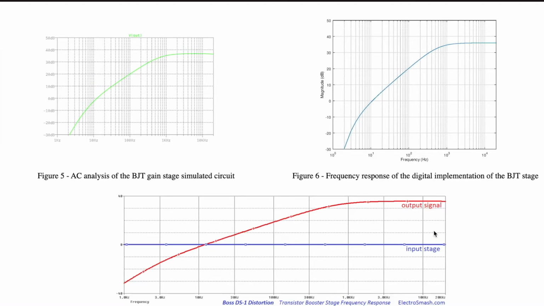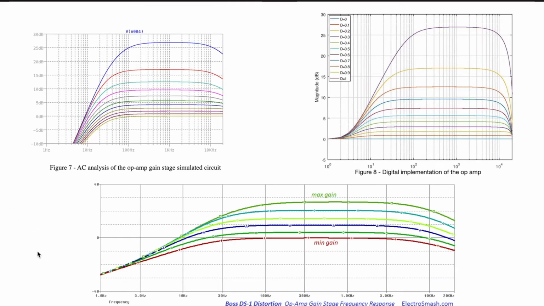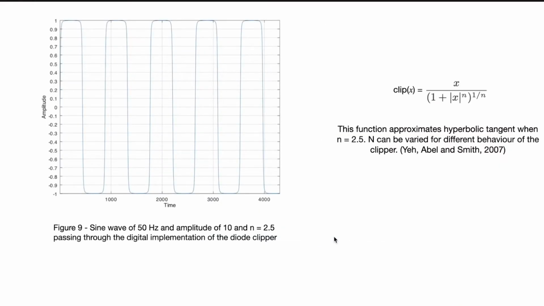Testing was done against the frequency response representation of the real analog pedal and also against the frequency response of the simulated circuit. This is the transistor gain stage. Next, the operational amplifier stage, the MATLAB digital implementation, the simulated circuit, and the real analog pedal. Next, the clipping stage.